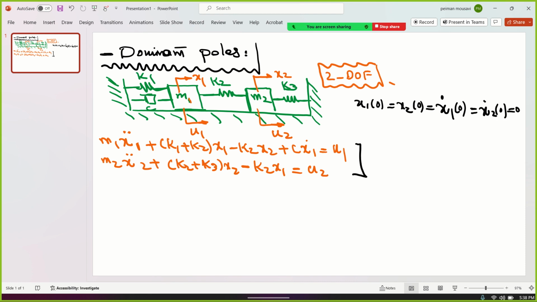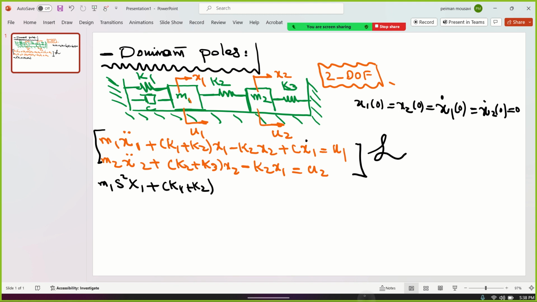Being said, because we want to find the dominant poles, applying the Laplace: the Laplace of the second time derivative gives you S squared, the Laplace of the first time derivative gives you S, and so on. So you're going to have M1 S squared X1, I'm dropping the S argument for simplicity, plus K1 plus K2.